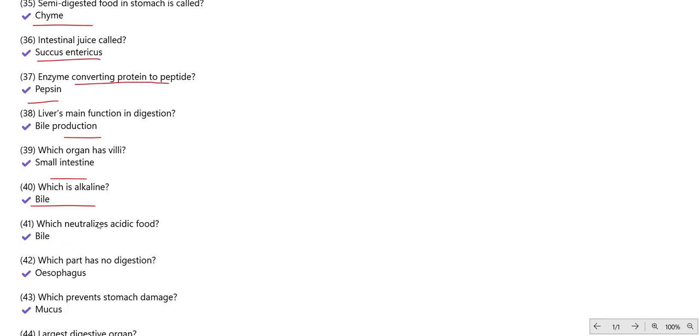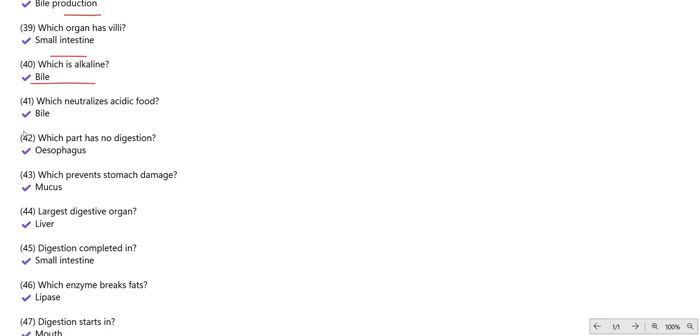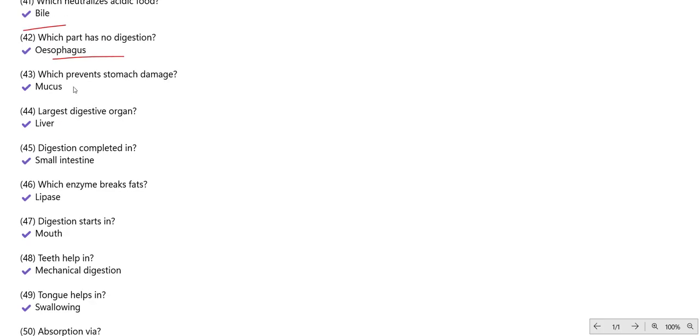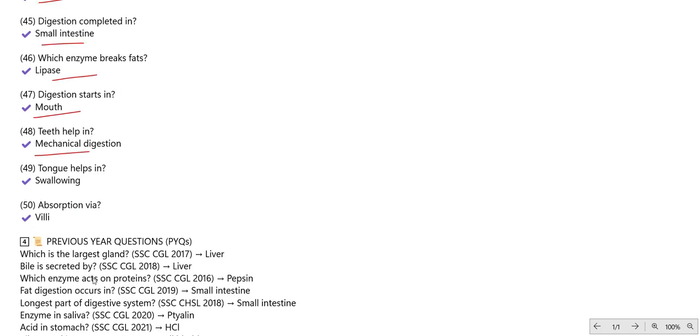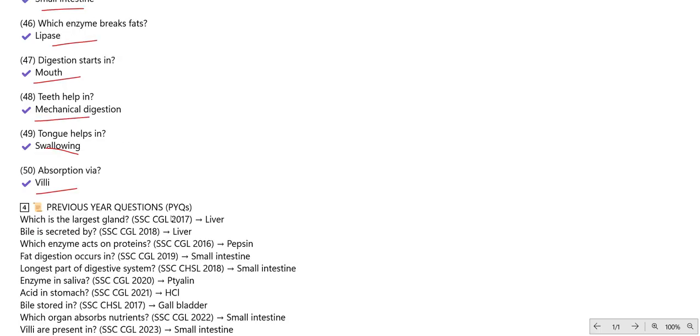Which is alkaline? Bile. Which neutralize acid? Food. Bile. Which part has no digestion? Esophagus. Which prevent stomach damage? Mucus. Largest digestive organ? Liver. Digestion completed in the small intestine. Which enzyme break the fat? Lipase. Digestion starts in mouth. Teeth help in mechanical digestion. Tongue helps in swallowing, and the absorption via villi.